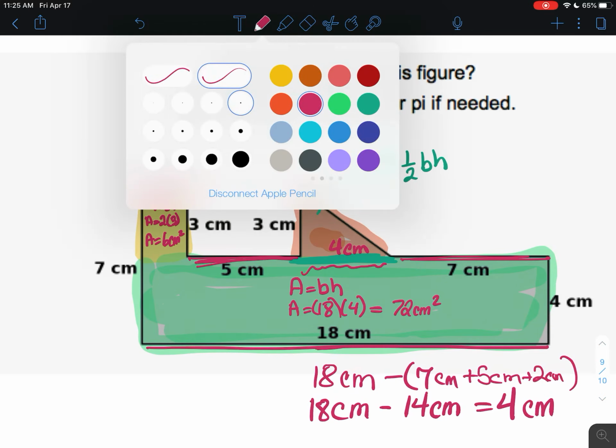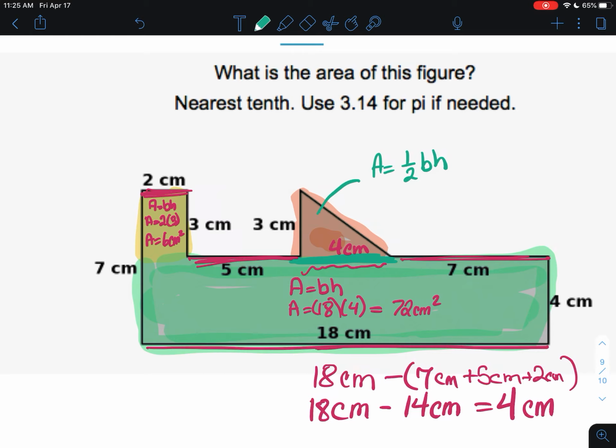All right, so now we have enough information so we can go ahead and plug it in. So the area is going to equal 1/2 times the base, which we have now found is 4, and the height is 3. So that would be 12 divided by 2, which is 6. So 6 centimeters squared for our triangle.